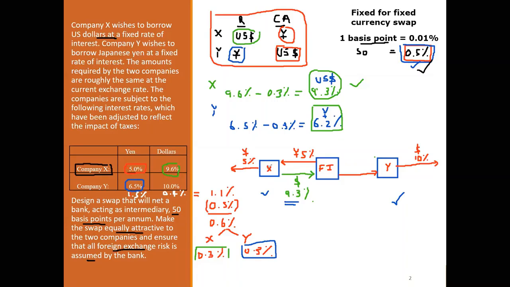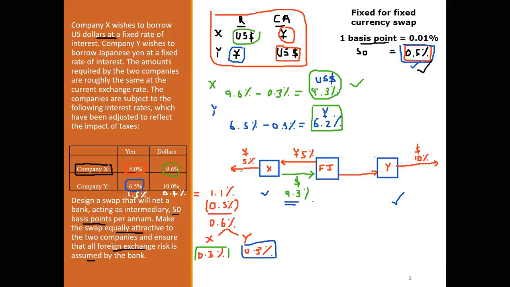So now if you look at it from the X perspective, X will pay 5% on Y, on the yen amount, and we have to make sure X receives this 5%. So for X, there is no cost in yen. So we are making X's cost only in dollars. In dollars, X will have a cost of 9.3%. So X will pay 9.3% to the financial intermediary.